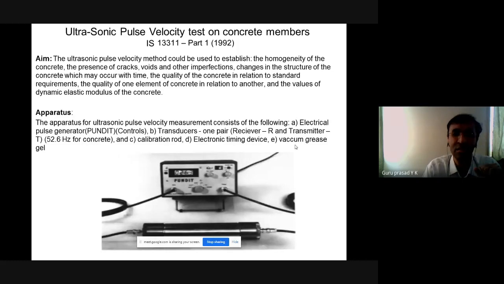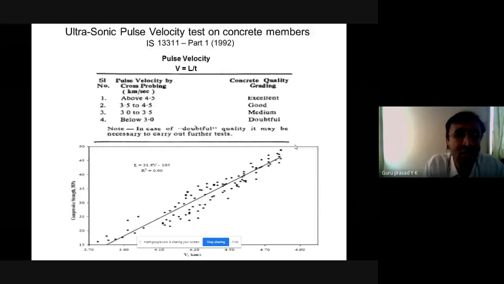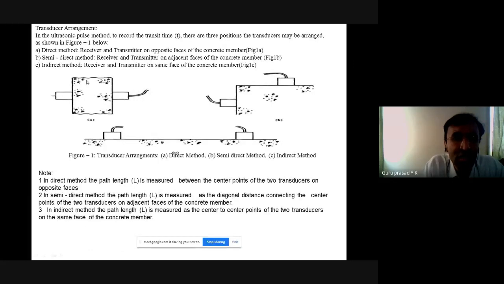So from this test, what am I going to get? First, let me explain this to you before I go to this particular graph. Here, this is the concrete member, and if I have the receiver and the transmitter probes on opposite sides of the concrete member, it is called a direct method. So what happens? An ultrasonic pulse wave, as you can see with the cursor I'm moving, is generated through the transmitter from the controller. It passes through the concrete and reaches the receiver probe. So what does the receiver probe do? It immediately reports or displays.